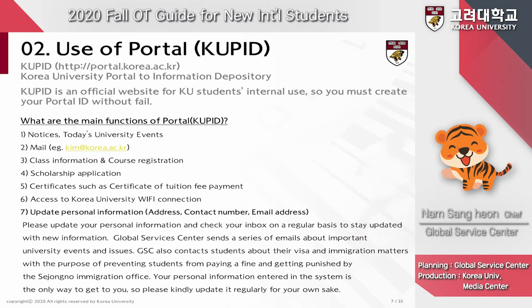Usually called Cupid, it is our university's website that every Korea University student, both local Korean and international students, must register and create an ID on. Through Cupid, you can check important notices, academic calendars, apply for scholarships, update your personal information, and more. Also, once registered, your Korea University email account is created. So you can access your school email here and use our university's Wi-Fi if needed.